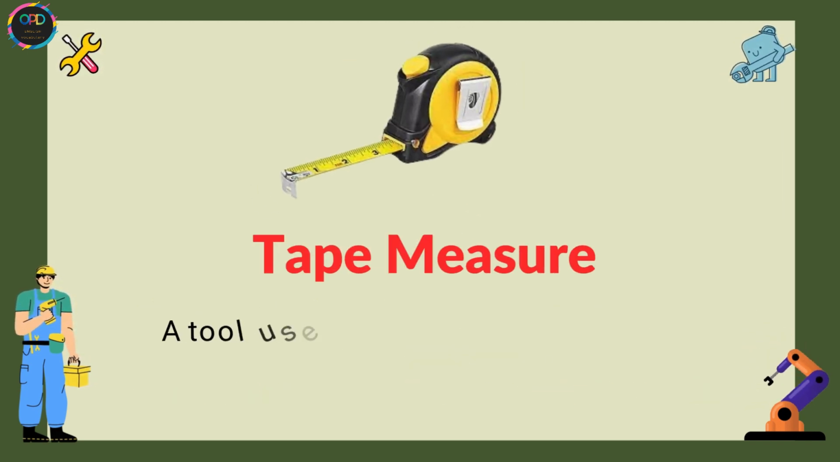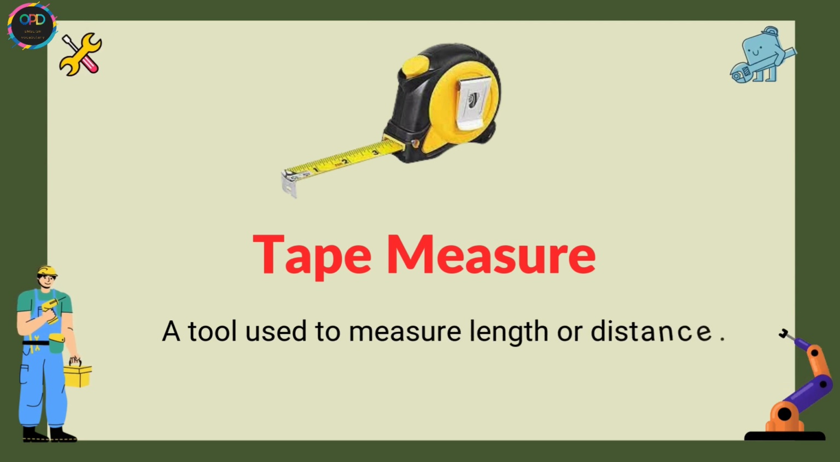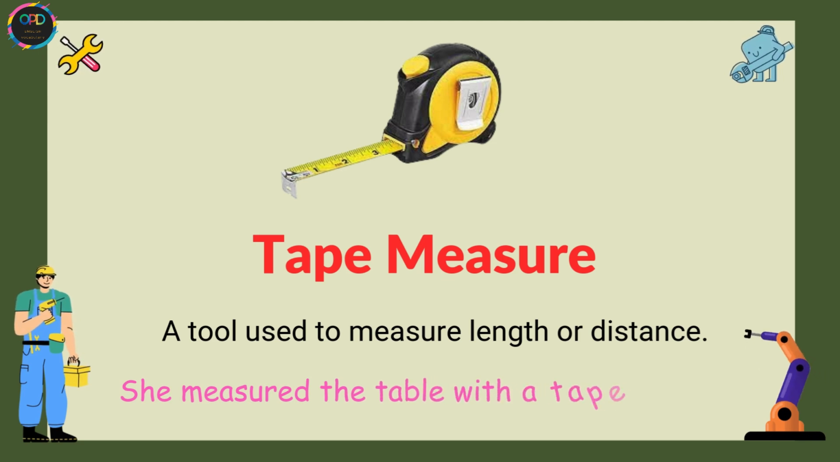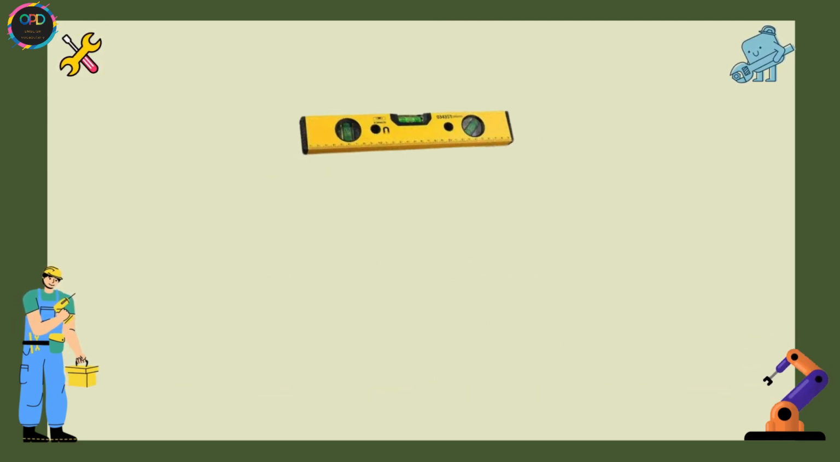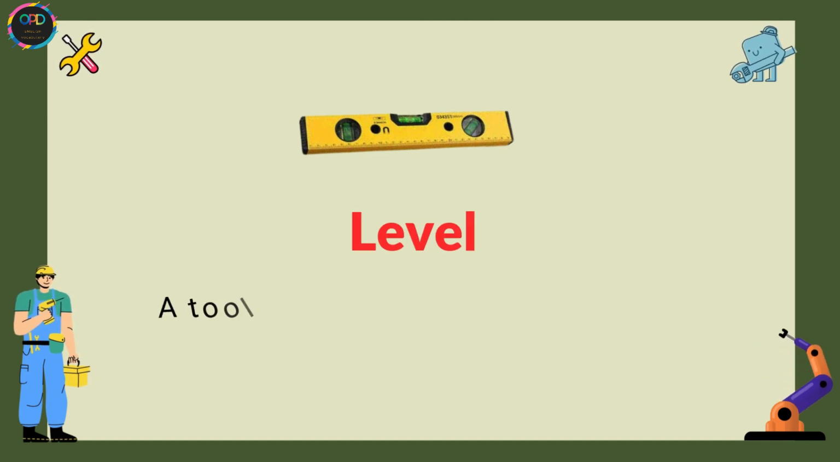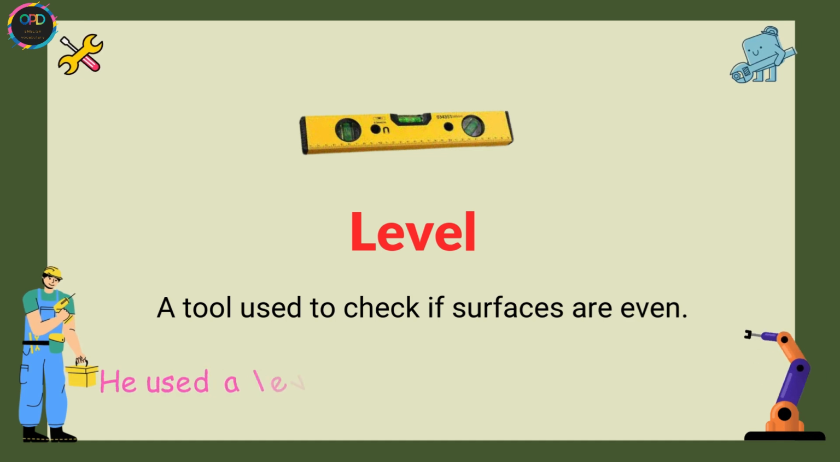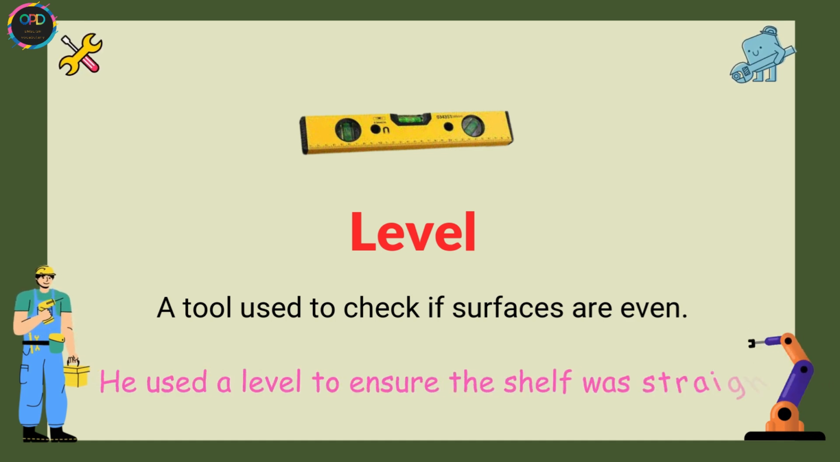Tape measure, a tool used to measure length or distance. She measured the table with a tape measure. Level, a tool used to check if surfaces are even. He used a level to ensure the shelf was straight.